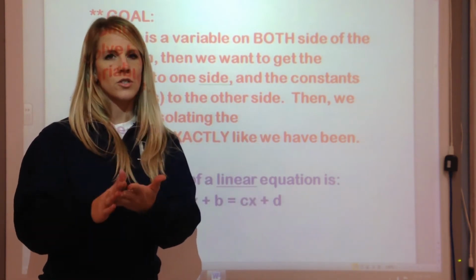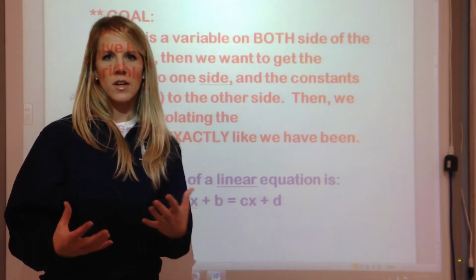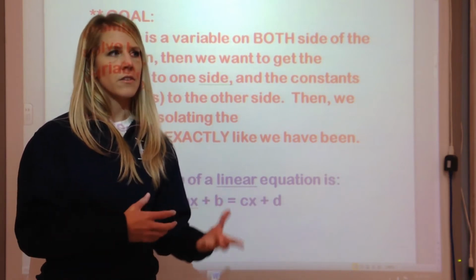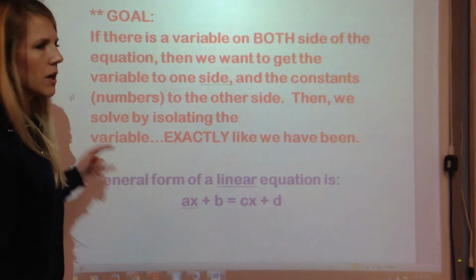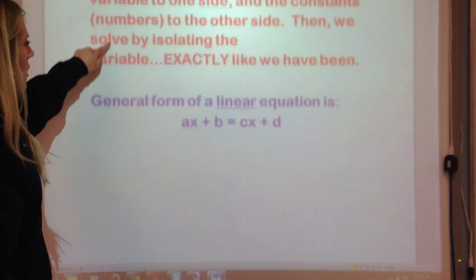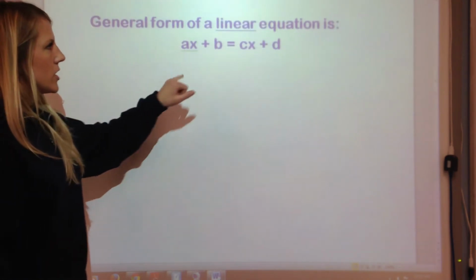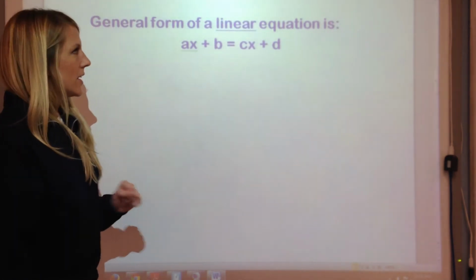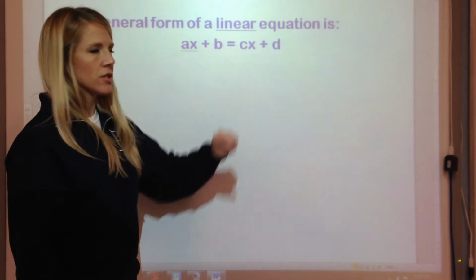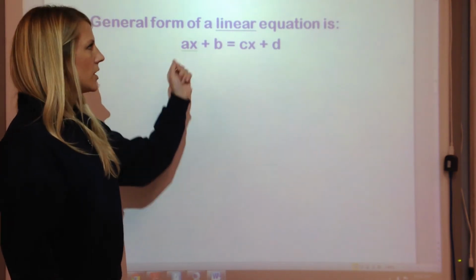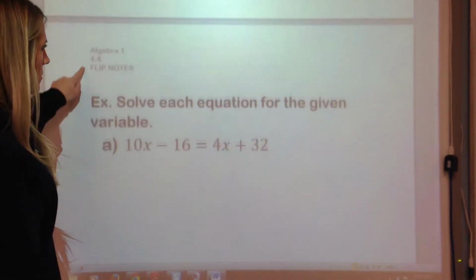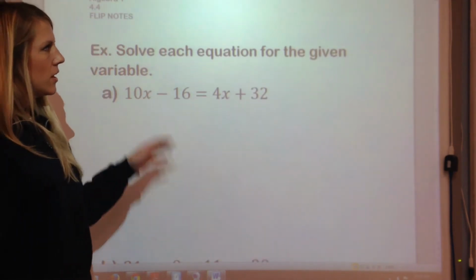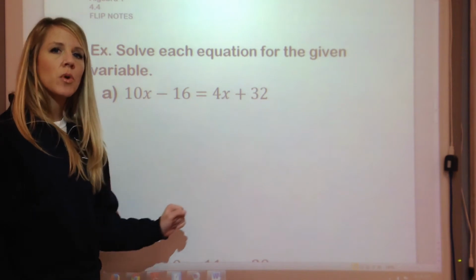So a constant is always just a number. For example, 7 is a constant because 7 is always 7. -5 is a constant because -5 is always -5. The variable is always changing. So the general form of a linear equation is ax plus b equals cx plus d. Again, a, b, c, and d are just real numbers. Notice we have an x on the left and an x on the right. So let's just go ahead and start looking at some of these problems. Again, stop the video, copy this down, copy each problem down.